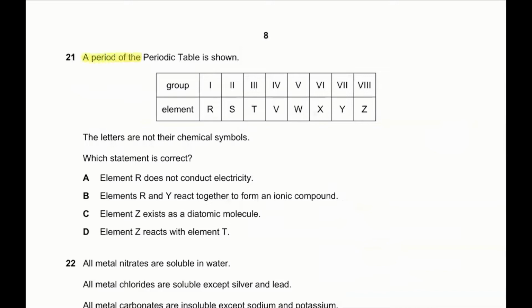A period of the periodic table is shown. So we can see a period of the periodic table. Elements are represented by R, S, T, V, W, X, Y, Z. The letters are not their chemical symbols. Which statement is correct? Let's look at the statements. Element R does not conduct electricity. Guys, in group 1 of the periodic table, we have metals, so they definitely conduct electricity. In group 1 and group 2, we definitely have metals, so they definitely conduct electricity.